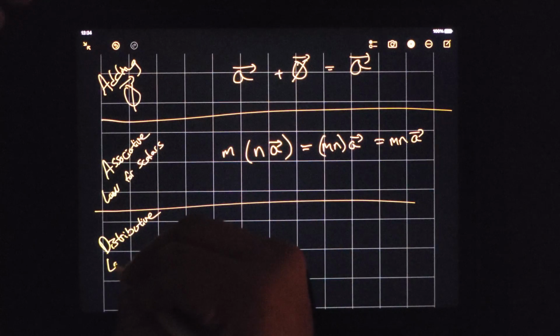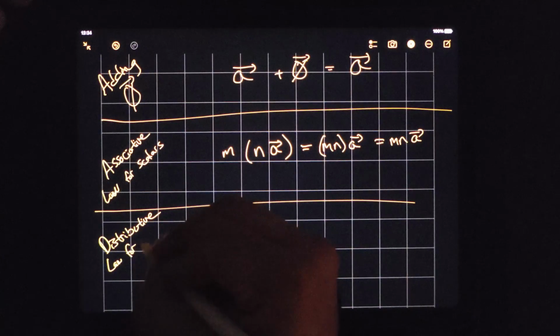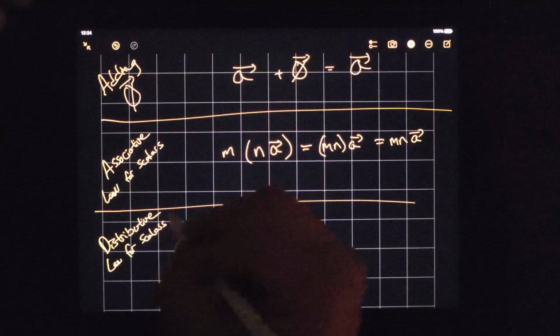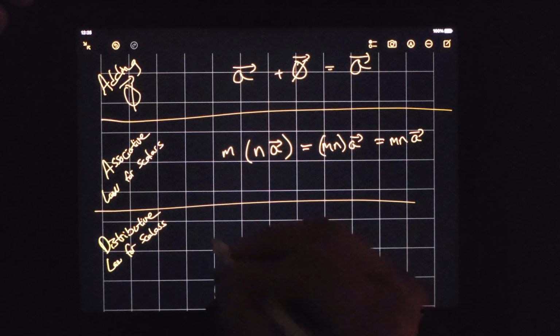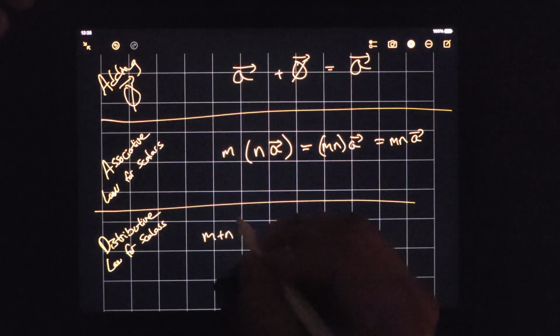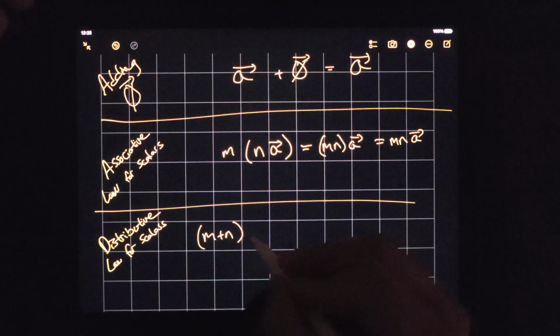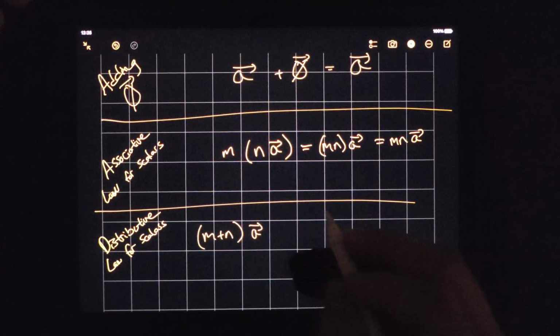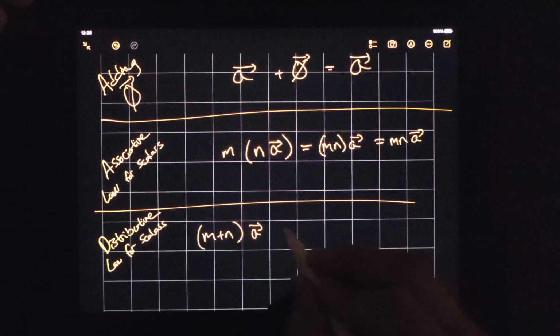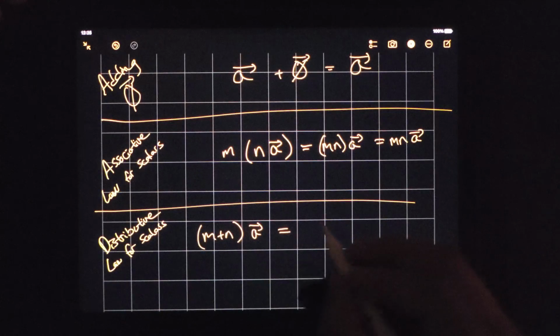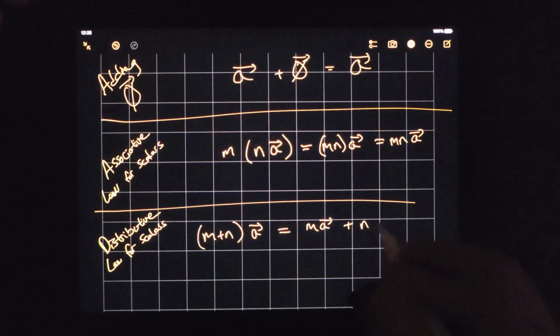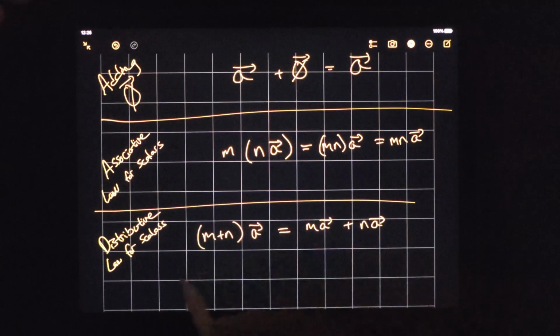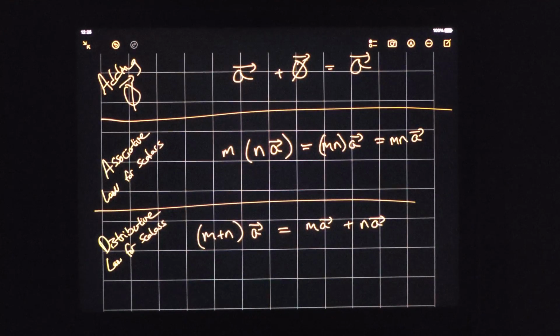And then the final one, I guess, we have is the distributive law for scalars, which is m plus n times the vector a. This is going to be m a plus n a, the distributive law.